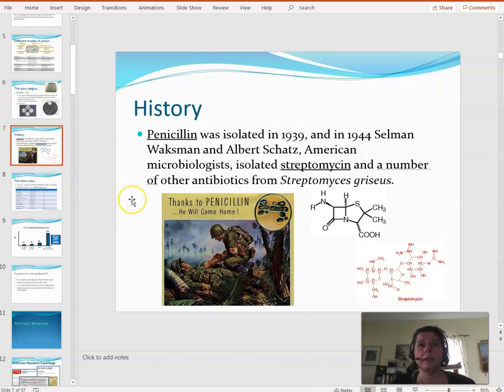So penicillin was isolated in 1939, so 10 years later, after a lot of knowing and figuring it out. In 1944, Waxman and Schatz, the American microbiologists, isolated streptomycin and a couple of other antibiotics from the streptomyces, so that's another type of fungus. And they produced these compounds here.